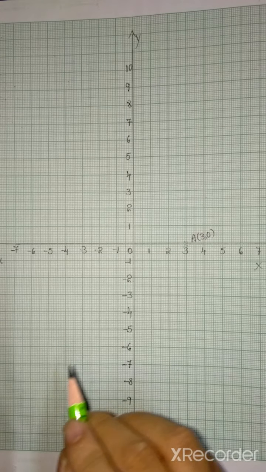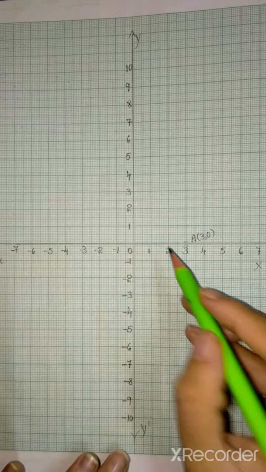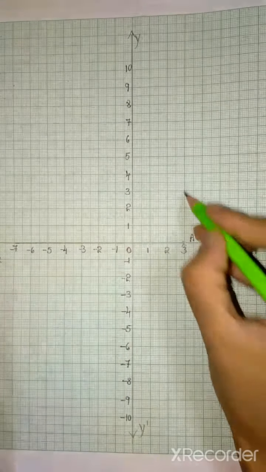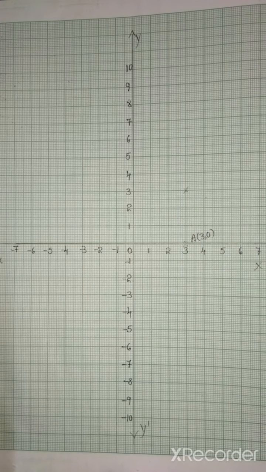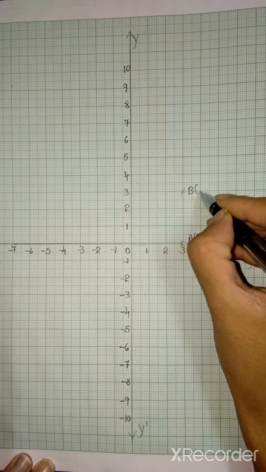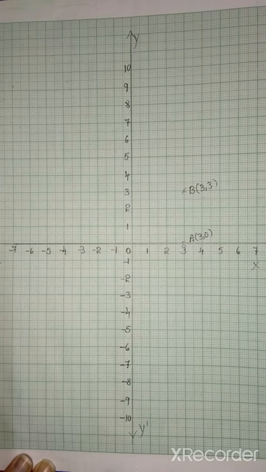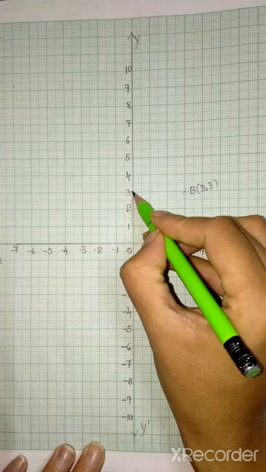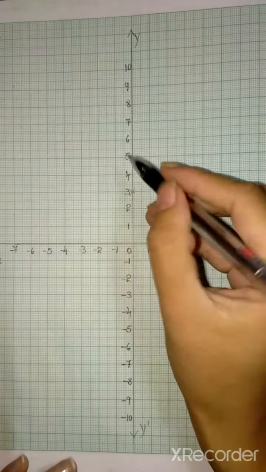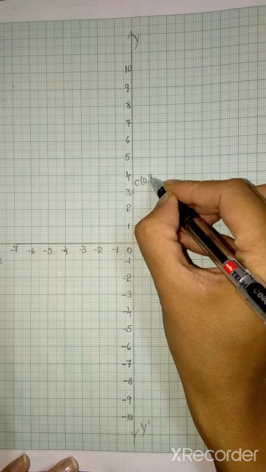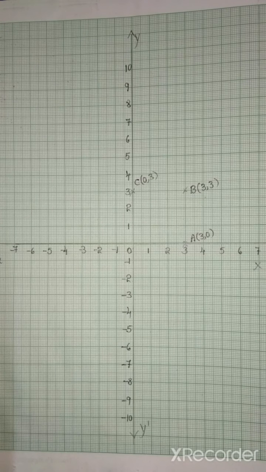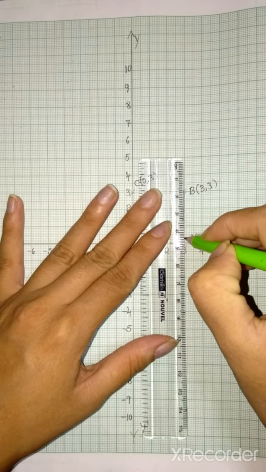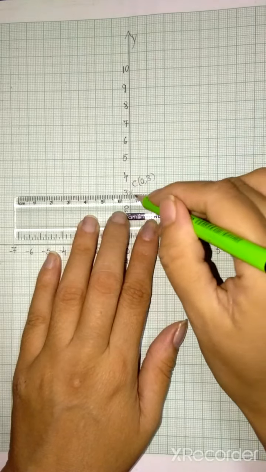Next point B (3, 3), x is also 3, y is also 3. So x is 3 and y equal to 3, so it will come here. So that is B (3, 3) and C is (0, 3). x is 0 and y is 3, so here this is C (0, 3). Now you join AB and BC.